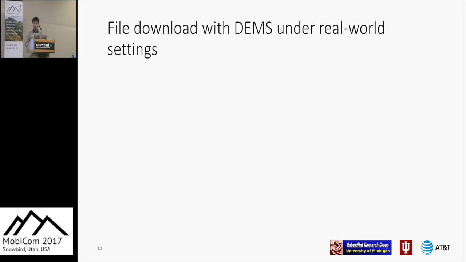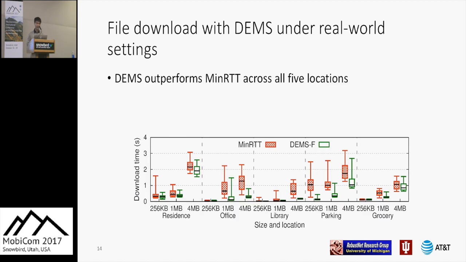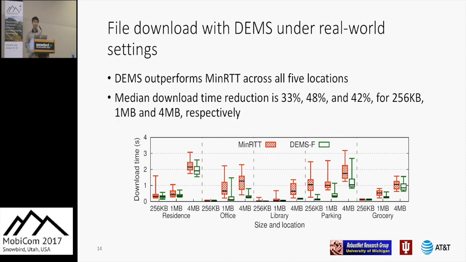So we next show the file download performance with DEMS under real-world settings. So we use the smartphone to do this evaluation. So in this figure, we see that DEMS outperforms MinRTT across all 5 locations. And quantitatively, the median file download time is reduced by 33%, 48%, and 42% for 3 different file sizes.